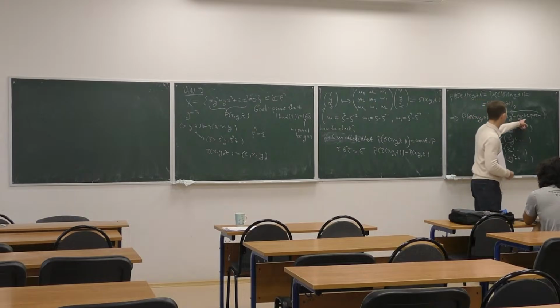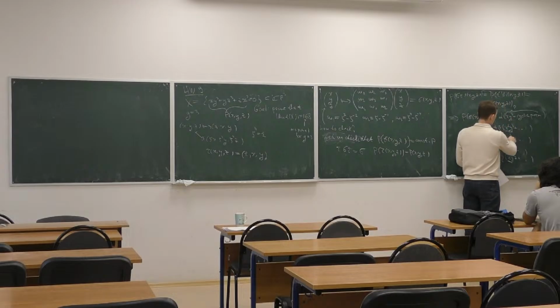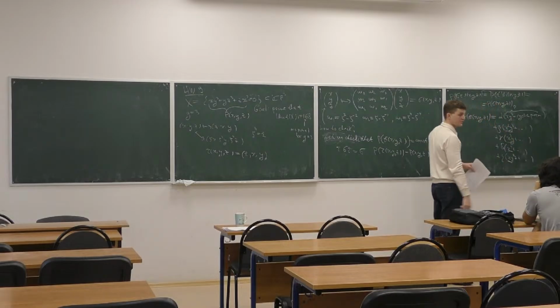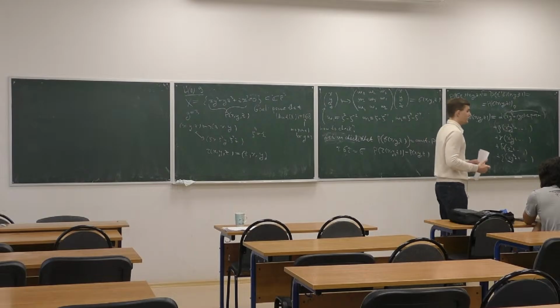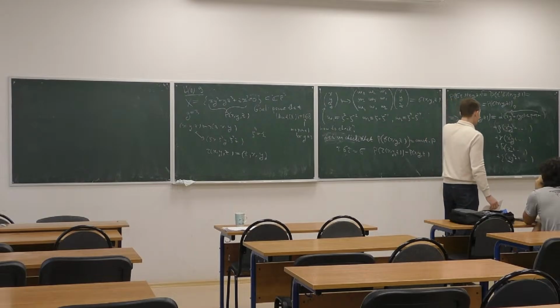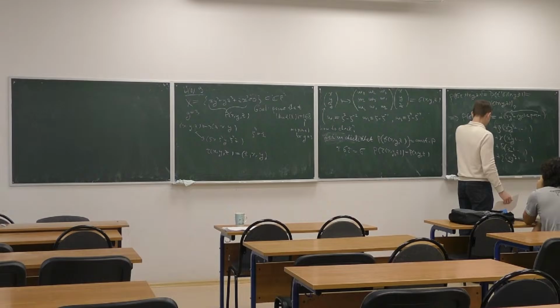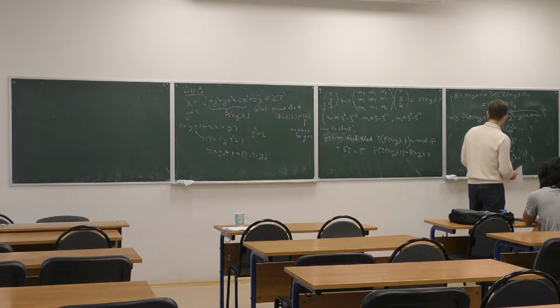Indeed, there are two types: xy cube or x cube y plus cyclic. So I see that you came also to this point, but okay. Then what coefficient do you want to check? This one.